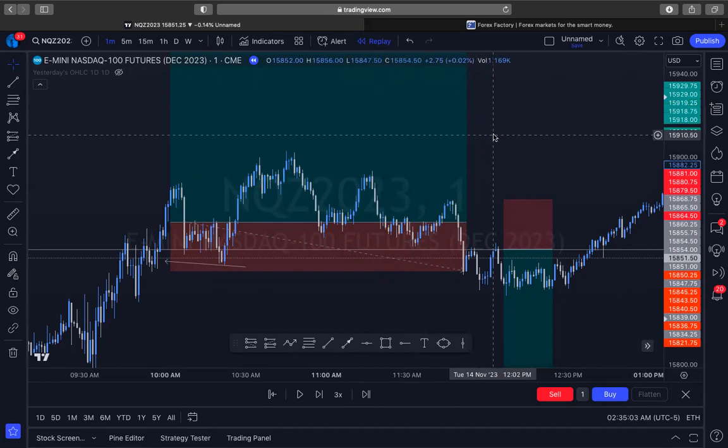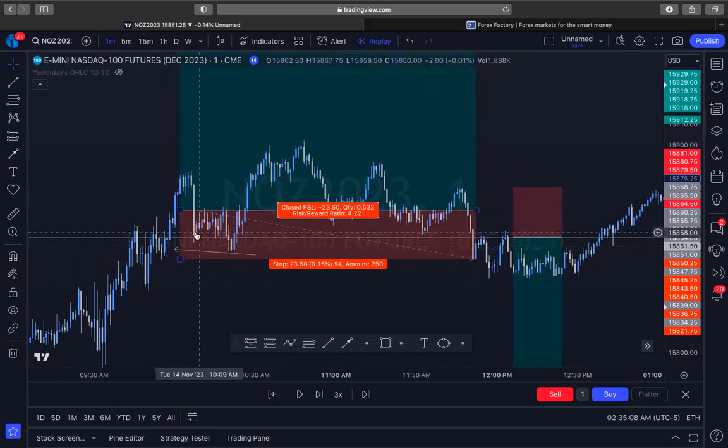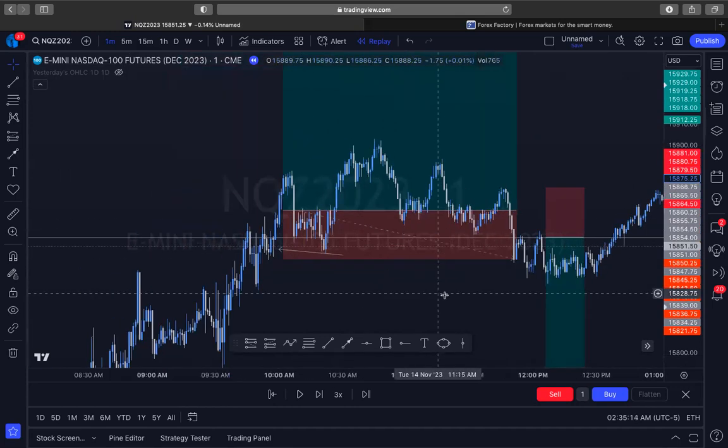Could it have played out? Yes, it could have definitely played out. But in this case, it just didn't. Again, I was sure that we were going to go ahead and continue longer. It didn't. Instead, it actually went lower.